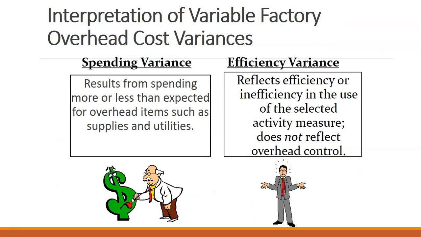Our spending variance results from spending more or less than expected for overhead items such as supplies and utilities. The efficiency variance looks at the efficiency or inefficiency in the use of our selected activity measure. It doesn't reflect actual overhead control. It just tells us how good our applied rate was that we calculated at the beginning of the year.